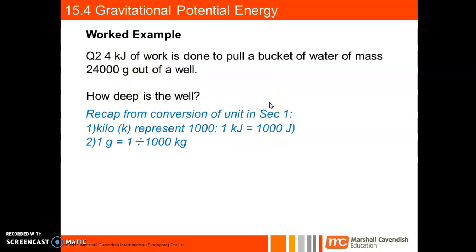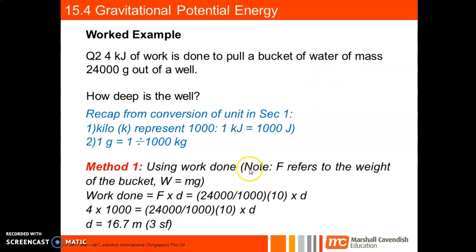Let's first learn how to do conversion. If you are not very familiar with conversion, please take note. Kilo always means 1,000. So when I say 1 kilojoule, it means 1,000 joules. How do you convert from gram to kg? You always divide by 1,000. Make sure you are very familiar with this conversion.